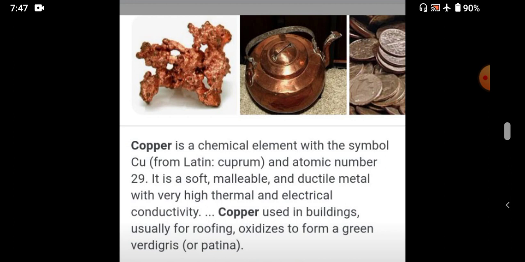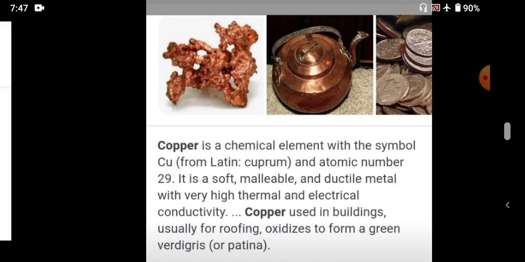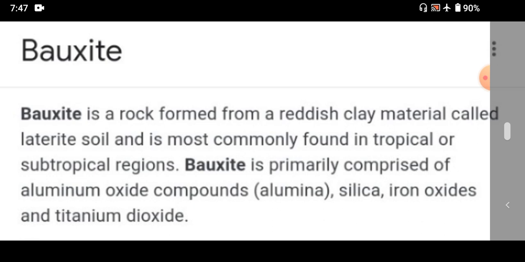The largest resource of copper ore is in the state of Rajasthan. A large amount of copper can be found there. Because of its distinct red color, copper can be easily identified. Can you understand, students?